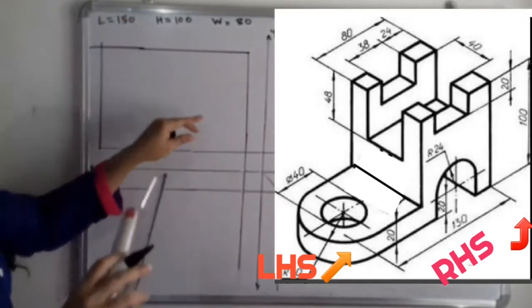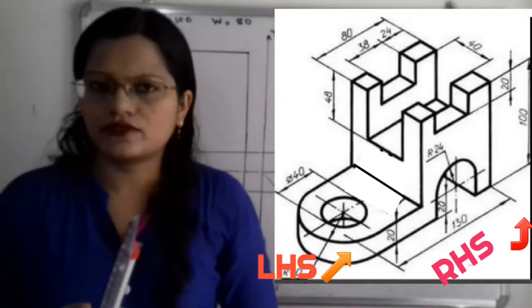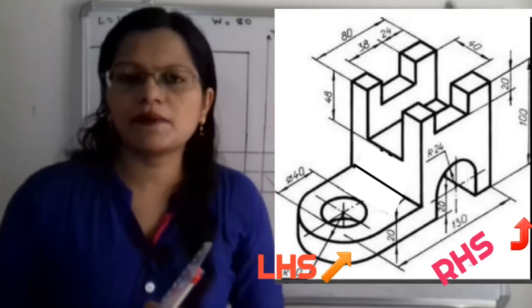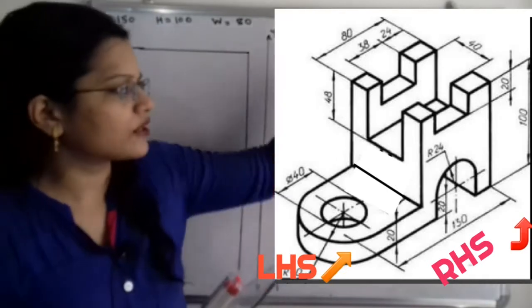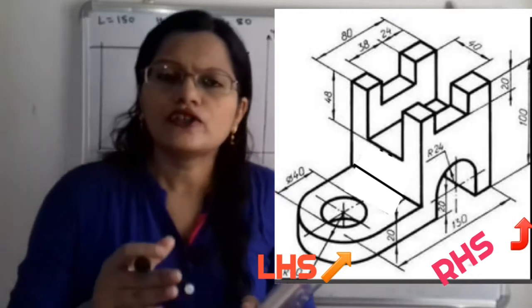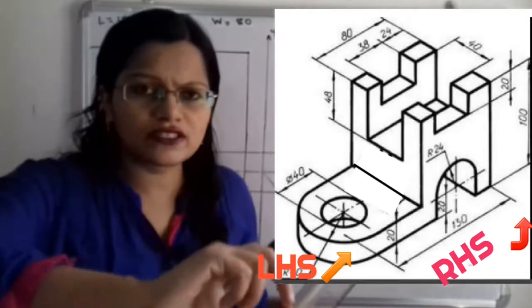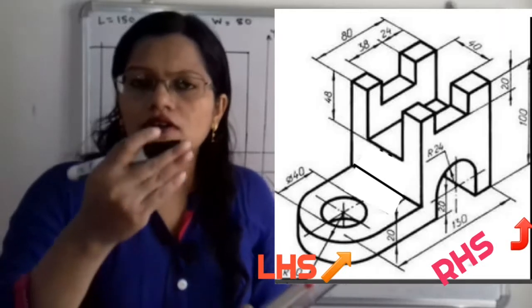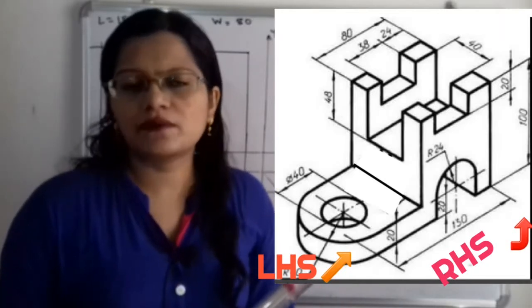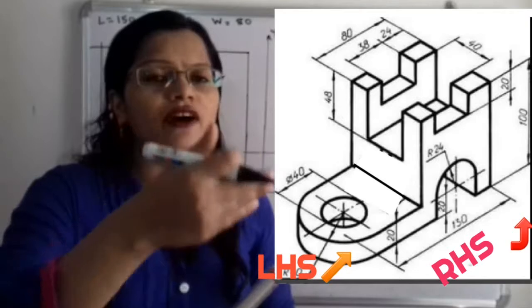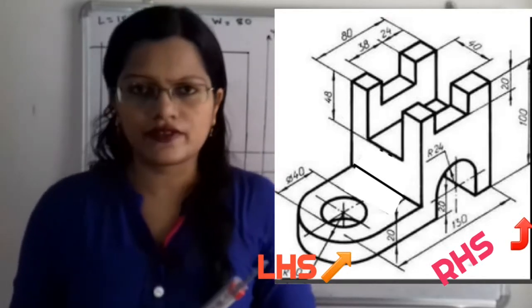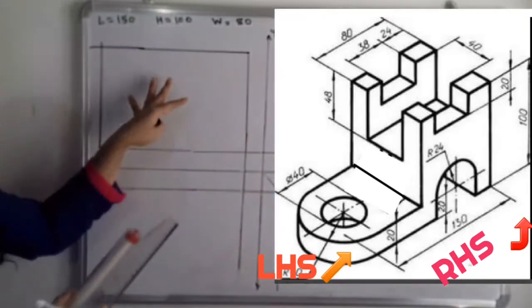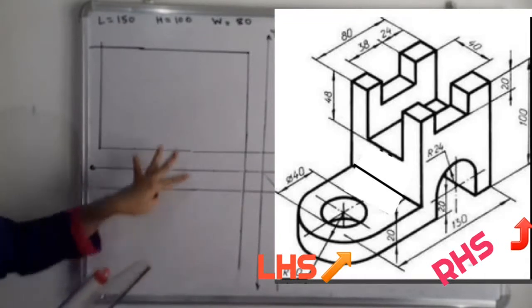So this will be the outline of the front view. Now next will be the top view. When we observe this object from the top, we can clearly see what is the total length and what is the total width. In this first angle projection method, the top view is vertically aligned with the front view, so we have to plot the top view below the front view.